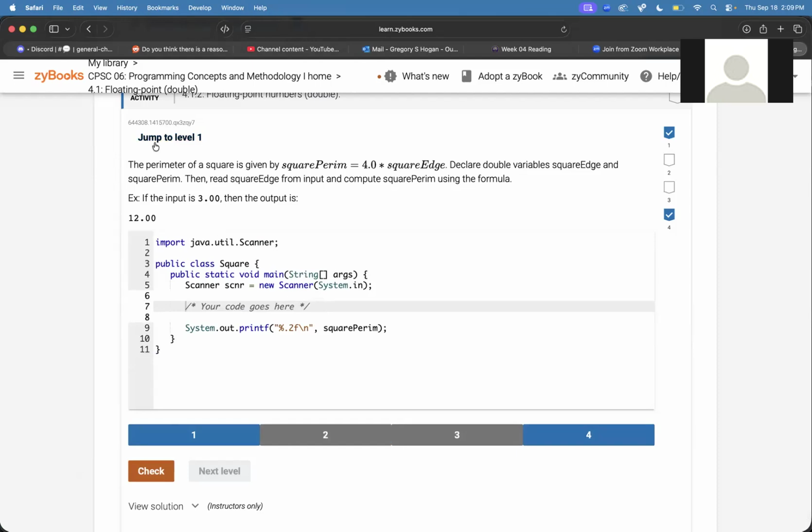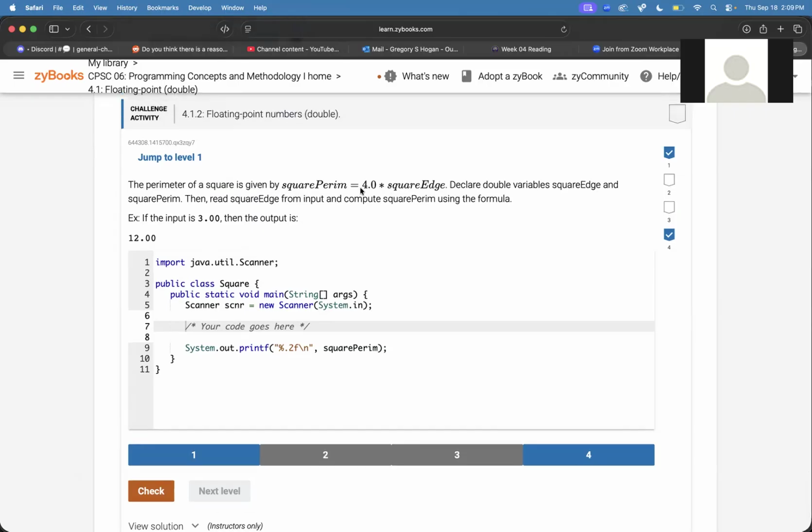So here it says the perimeter of a square is given by square perim equals 4.0 times square edge. This is exercise 4.1.2. You'll get different ones when you do yours, unless you refresh, maybe skip to another exercise and come back, or try it and get it wrong and then have it reset. But this is what we have.